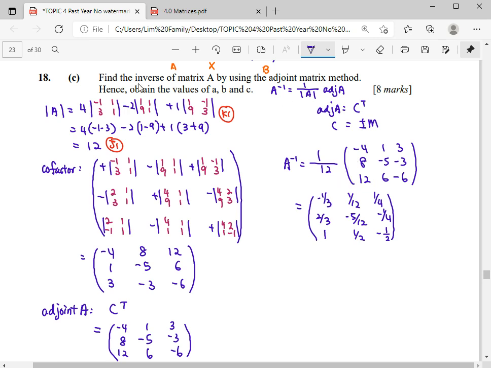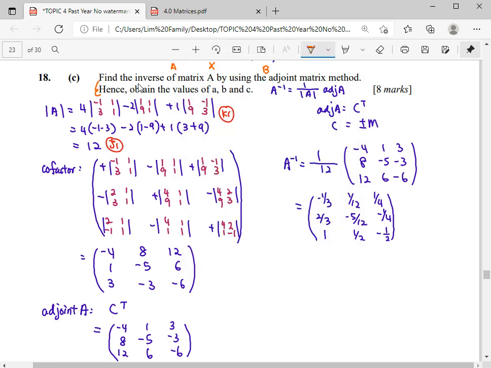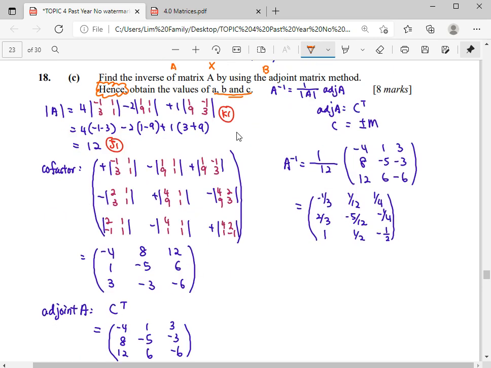Hence, we are going to solve for our A, B, C. In order to solve for A, B, C, I have to look at our unknown matrices here. Our situation is given that AX equals B. So in order to find X, we have to use the properties to clear off the X here. We will multiply A inverse in front.